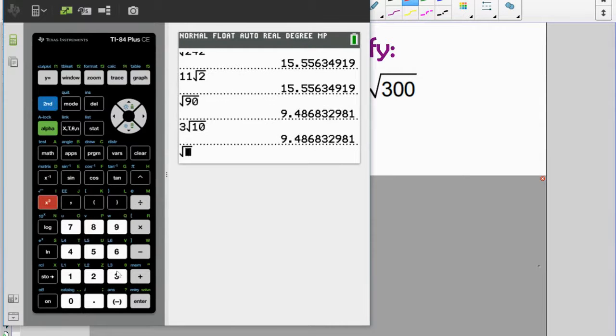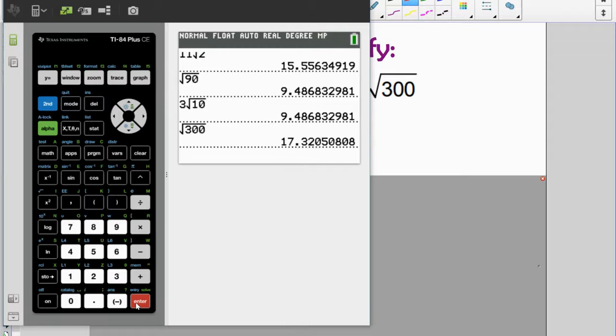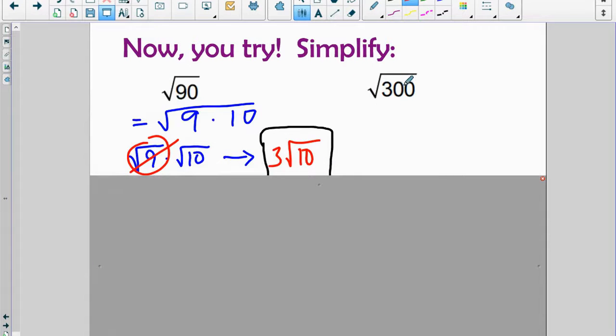All right, the last one's the square root of 300. Well, I have my calculator up. Let's double check that. All right, it's a decimal, so it's not a perfect square right now, so let's see if there's a way of breaking it down. Well, I recognize, without going to my chart, that this is 100 times 3. And 100 is a perfect square because it's 10 times 10.